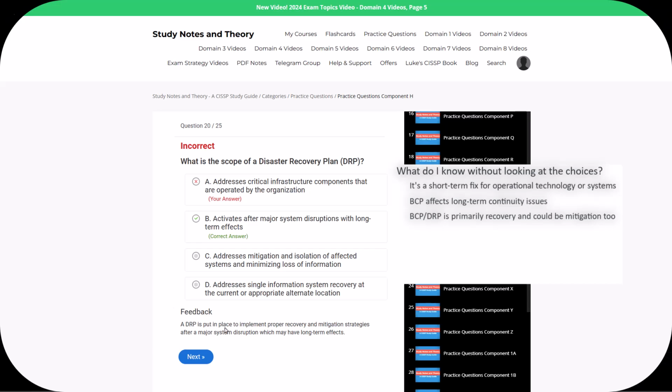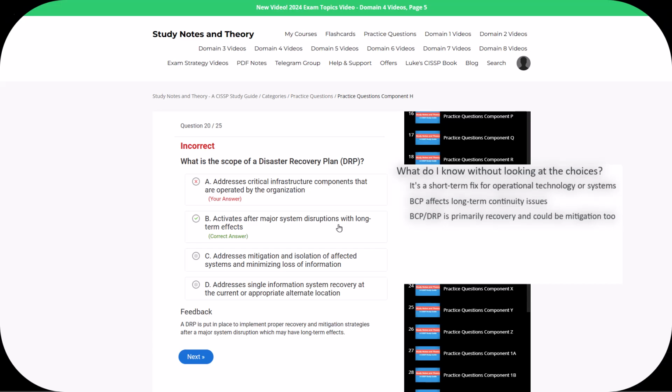Incorrect. What? Choice B. Why? A DRP is put in place to implement proper recovery and mitigation strategies after a major system disruption. That's more specific. That's right. DRP, as I said, deals with technology and systems. So it activates after major system disruptions with long-term effects. Okay, so I get it.